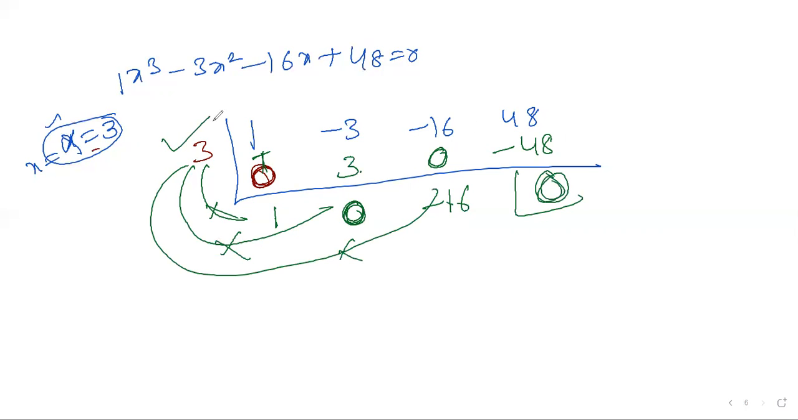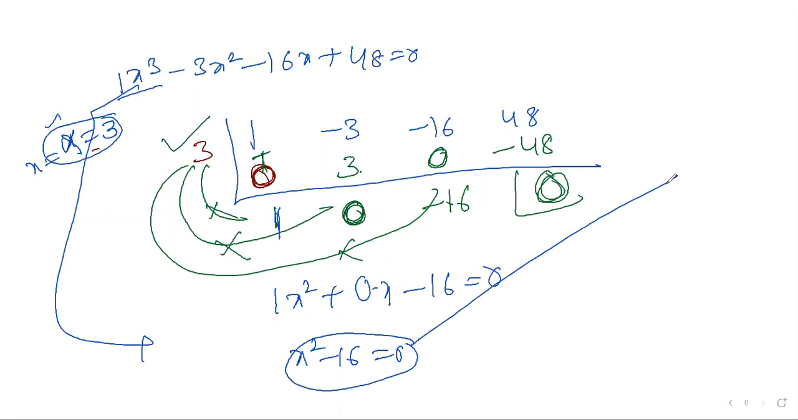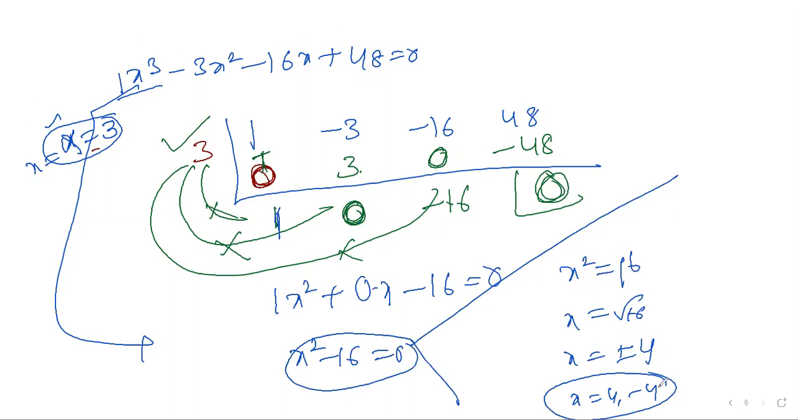Now your third order equation is converted into a second order one. How to write? 1 into x square plus 0 into x minus 16 is equal to 0. So I can write x square minus 16 is equal to 0. Clear, sir. x square is equal to 16, x is equal to root 16, x is equal to plus or minus 4. So x is equal to 4 and minus 4. Now you got the other two roots also.